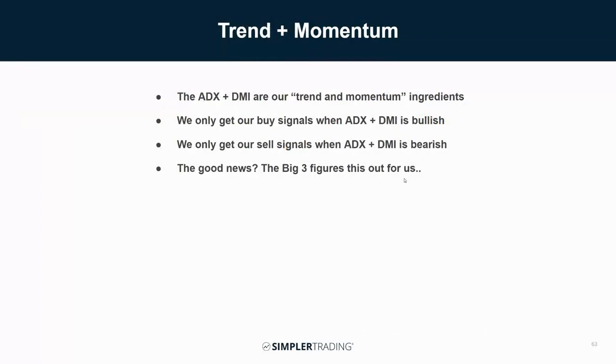So ADX and DMI, those are the trend and momentum ingredients. You don't have to understand them. They're really powerful. They're the foundation of a lot of our other powerful indicators, but the big three will find all that for you. So we're only going to get our buy signals when ADX and DMI fit our bullish criteria. If they don't, no buy signal. And we only get our sell signals when ADX and DMI fits the bearish criteria.